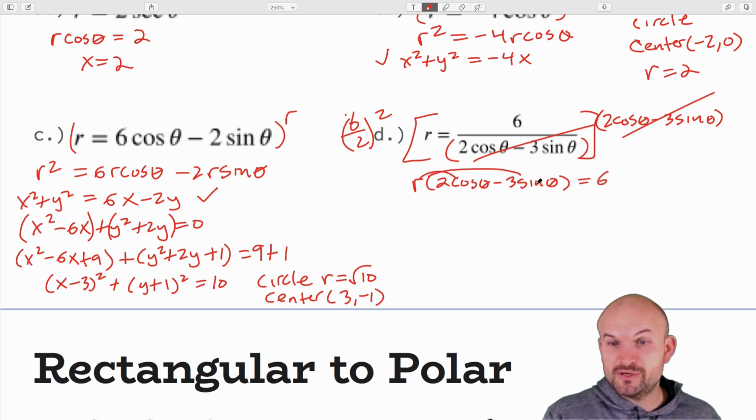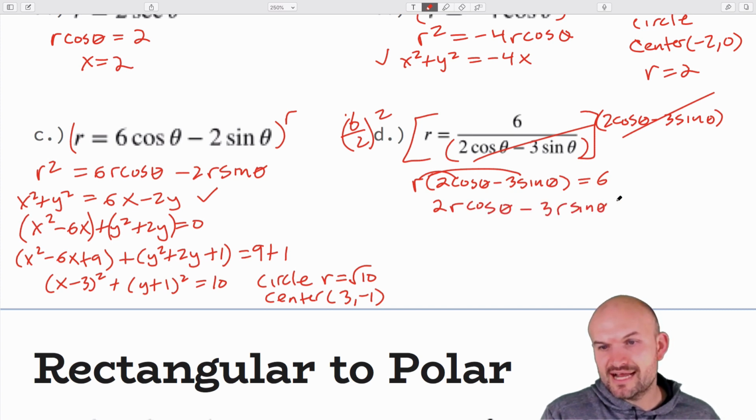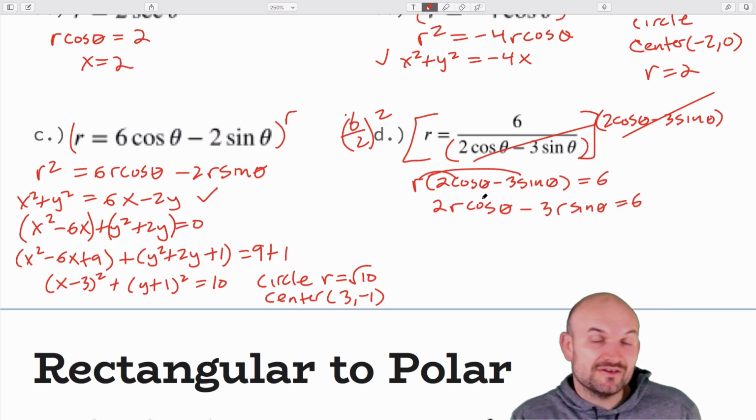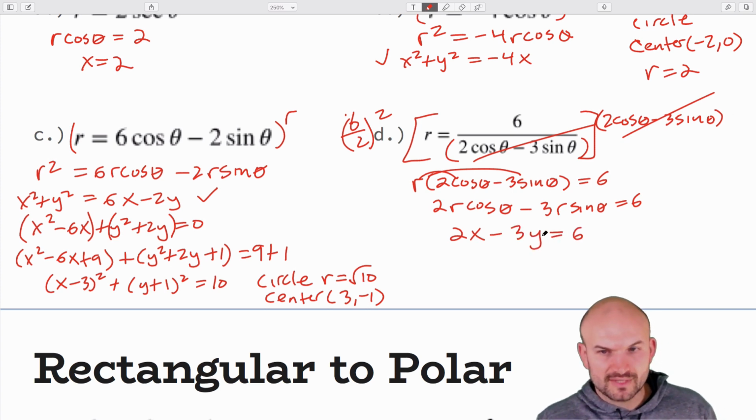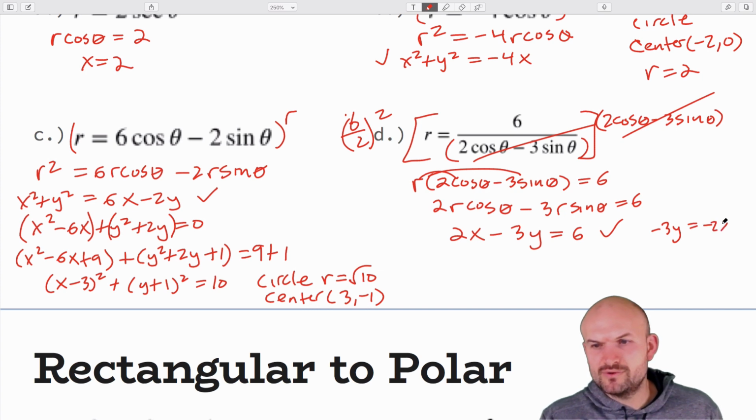Well, I can now distribute this r to give me 2r cosine of theta minus 3r sine of theta equals 6. And again, now you can see I have r cosine of theta, r sine of theta. So this could be 2x minus 3y equals 6. Okay, so now you can see that's in rectangular form. Obviously, guys, again, you could write this in slope-intercept form if you needed to. Let's see, that could be -3y equals -2x plus 6, and then divide by -3.